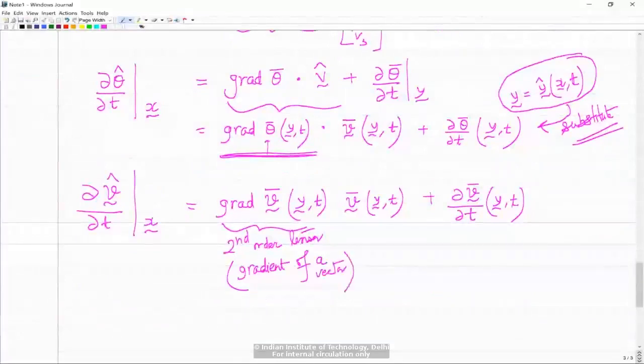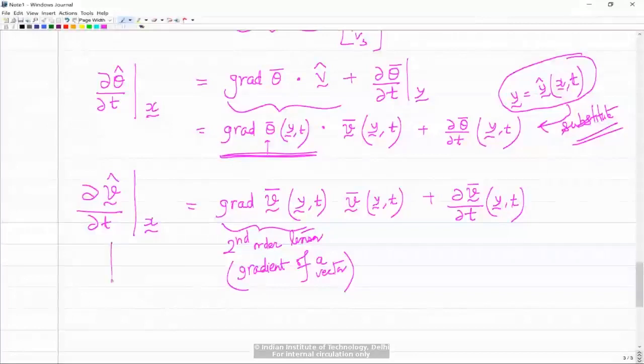So gradient increases the order of a tensor. I hope everybody knows about this. Okay, and now you can see you are able to relate the Lagrangian time derivative of velocity with the Eulerian time derivative of velocity. And you can see that those two are not the same. That was the original question. Those two are not the same.